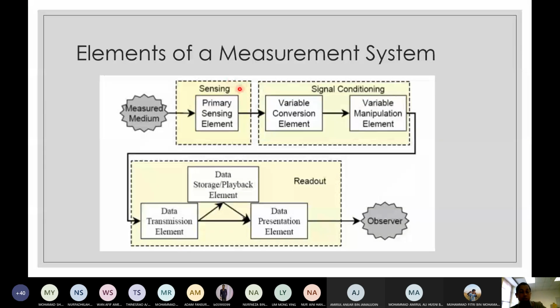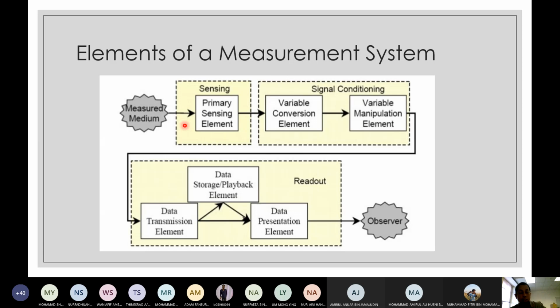Okay, so the first part is to detect the value. The second part, signal conditioning, is used to improve the reading, to make it easier for us to read the value. Under signal conditioning, we have variable conversion and variable manipulation. We'll see what this means in the next slide. And the third component is the readout.